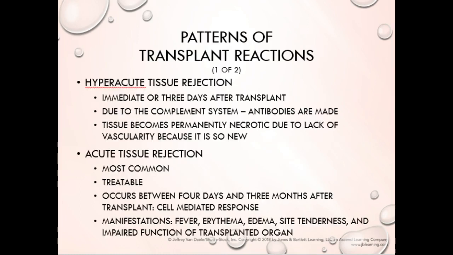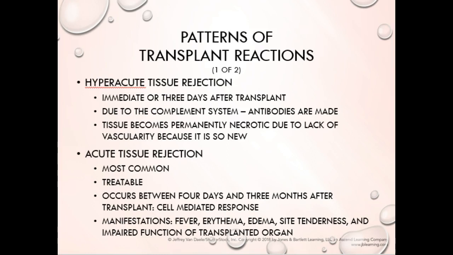Moving on. Patterns of transplant reactions. If you look at these, there are 3: hyperacute, acute, and chronic. So it's going to be a time frame and how the immune system responds. Hyperacute, obviously, would be the quickest, immediate to 3 days after the transplant. The complement system kicks in and sends signals to those B cells. The B cells create the antibodies, and the antibodies form antibody-antigen complexes or try to destroy the antigens, which in this case is the tissue.